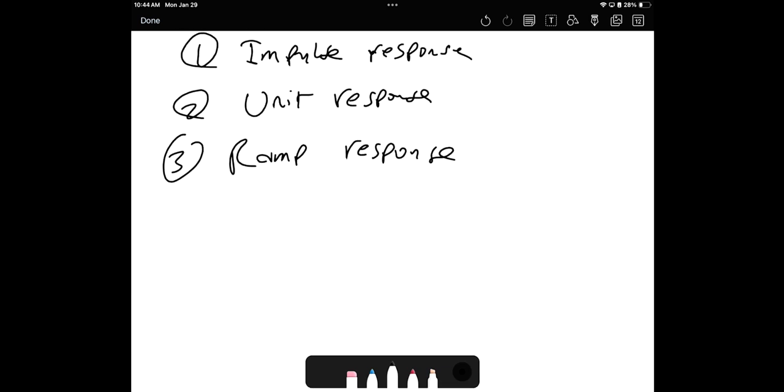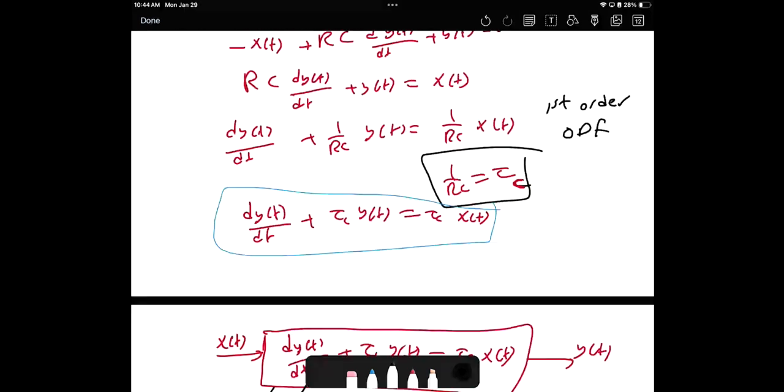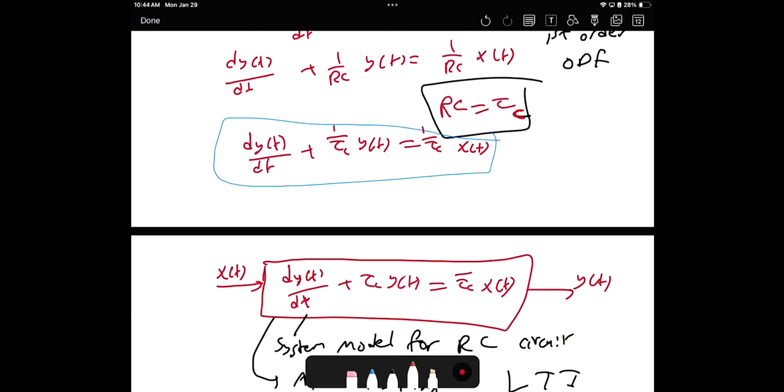Okay, let's do some correction. I apologize about this. Anyway, we need to be consistent. R times C will be tau. So everything will be 1 over tau, 1 over tau. That's my correction. I apologize about this.